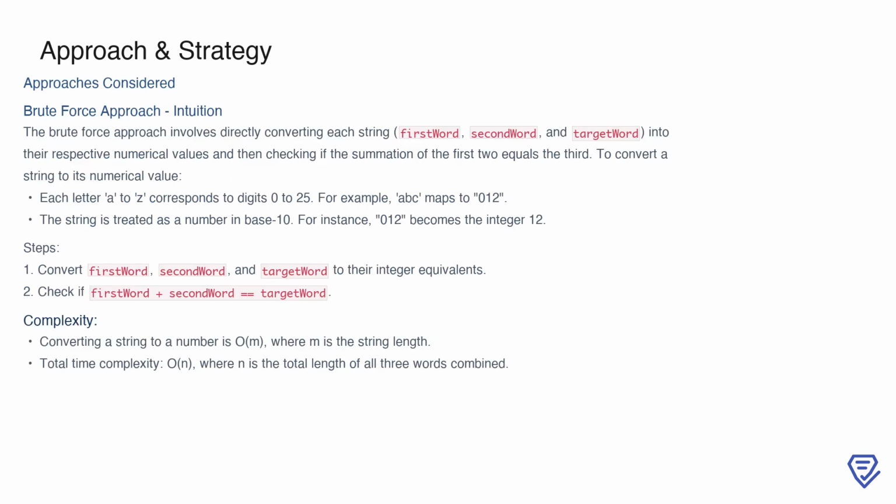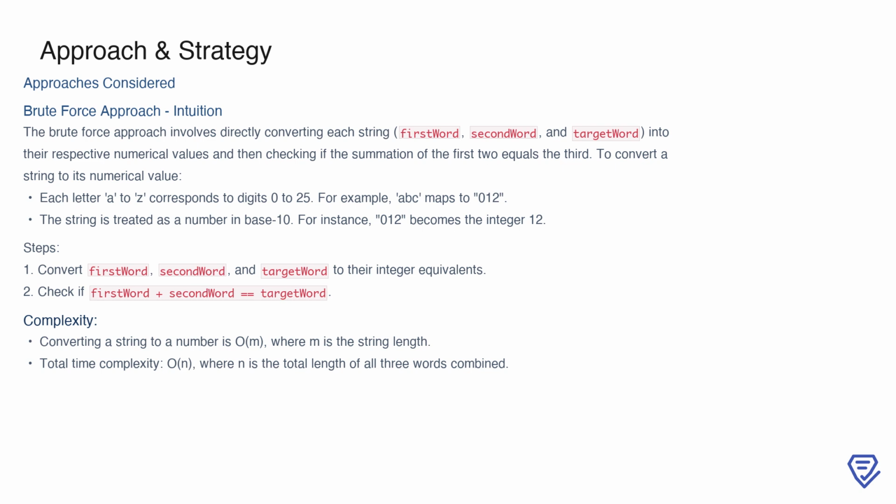To solve this problem, let's first consider a brute force approach. The intuition here is straightforward. We directly convert each string, first word, second word, and target word, into their respective numerical values. This conversion is based on mapping each letter from A to Z to digits 0 through 25. For instance, the string ABC corresponds to the digits 012, which, when treated as a base 10 number, becomes the integer value 12. Once these conversions are done, the solution simply checks whether the sum of the numerical values of first word and second word matches the numerical value of target word.